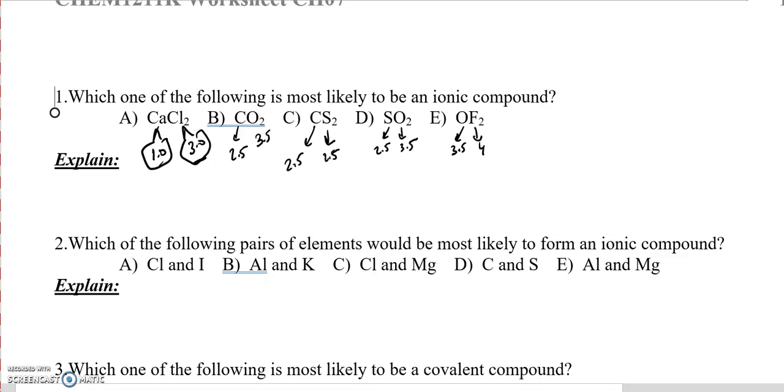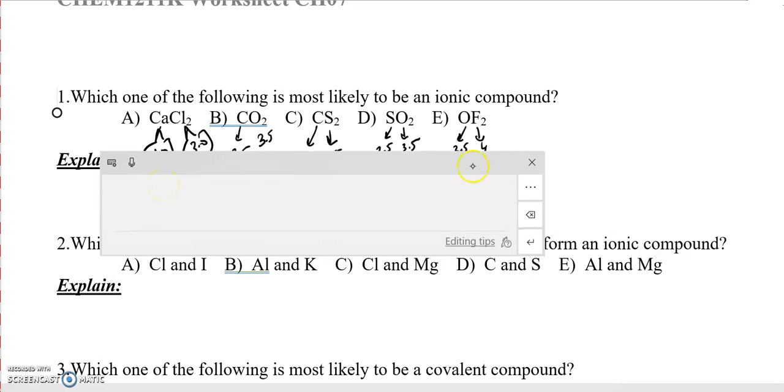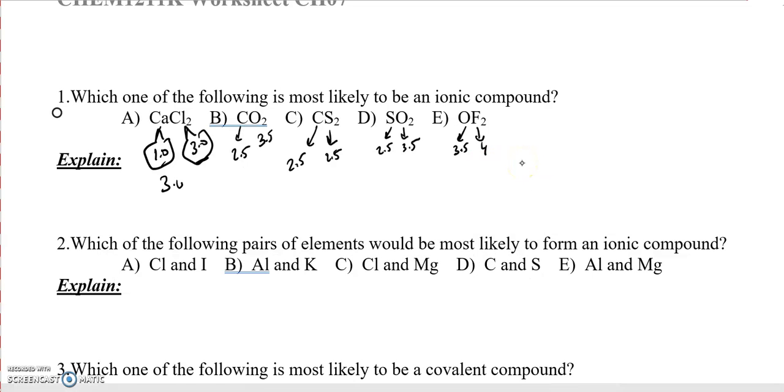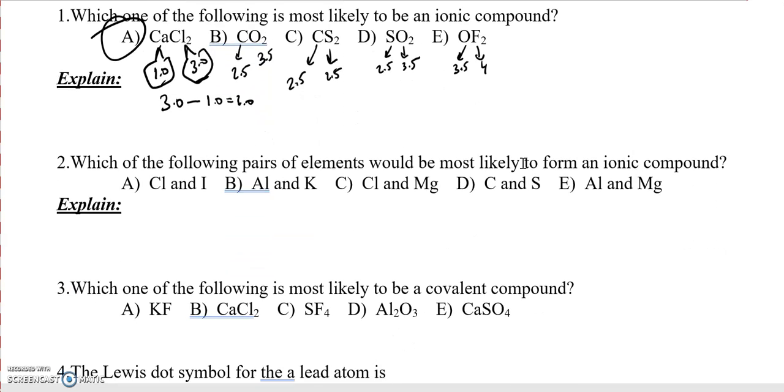So here I get 3.0 minus 1.0, which is going to be 2. So this is 2 or more, and that's the only one I have here. The difference can be 2 or more, right? So the answer is going to be A.